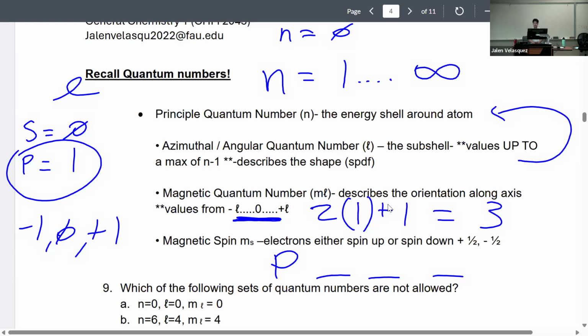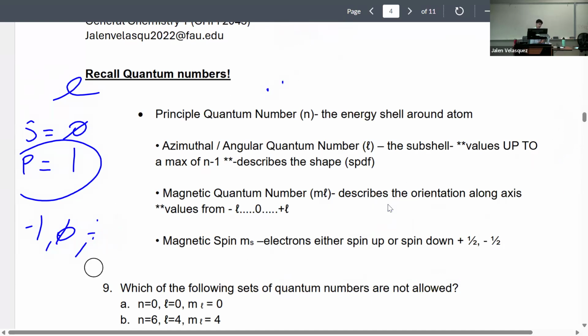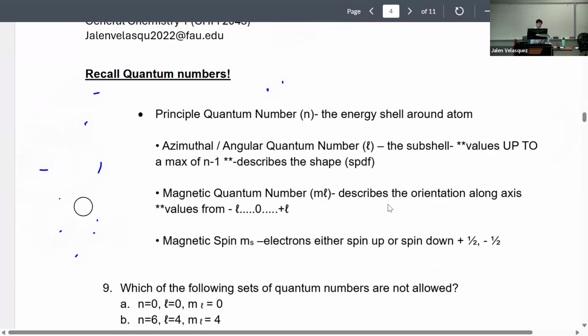Okay, any questions so far? And then finally, the fourth quantum number, which is the easiest one, is about the electron spin, right? So the last one is the magnetic spin number.